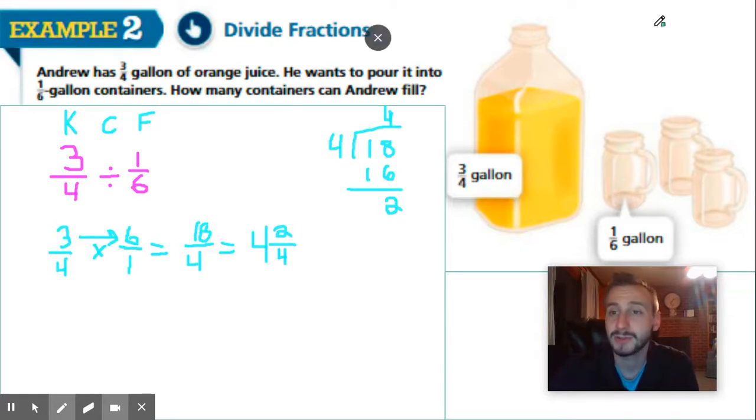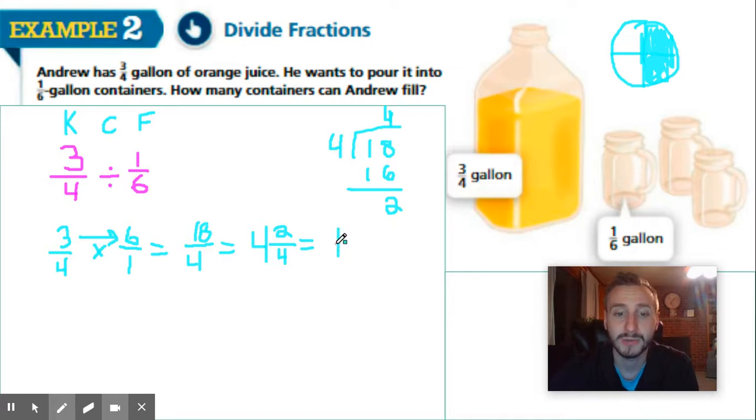Because if I have, let me draw a circle. Let's say I have a piece of cake, right? I have 1/4, 2/4, 3/4, 4/4. If I eat 2/4, so if I eat all of this, how much of it did I eat? I ate half of the cake, right? 2/4 is 1/2, because 2 can go into 2 one time, and 2 can go into 4 2 times.